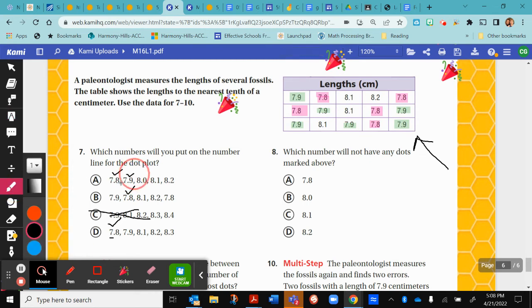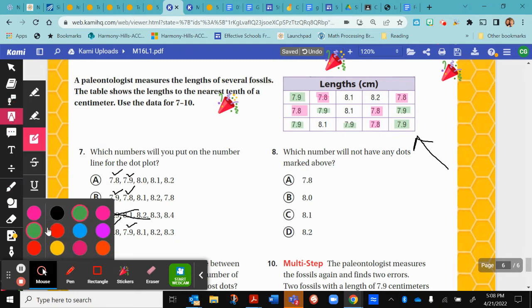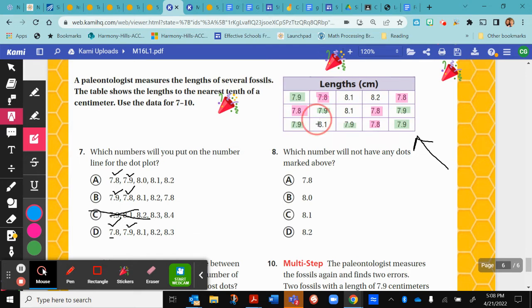So now I'm going to come over to my drawing. 7 and 9/10, 7 and 9/10. So far, so good. I see 8 and 1/10. So I'm going to come over here and highlight. I'll put that in blue. 8 and 1/10, 8 and 1/10. So that's 3.